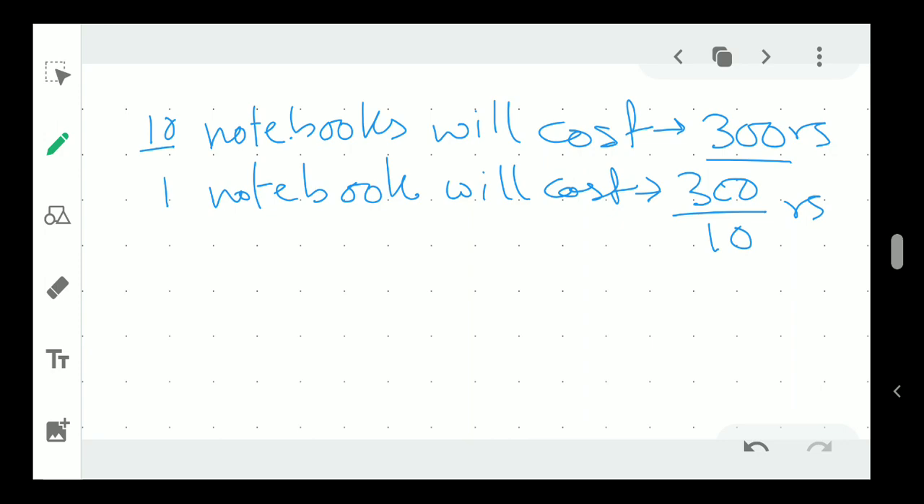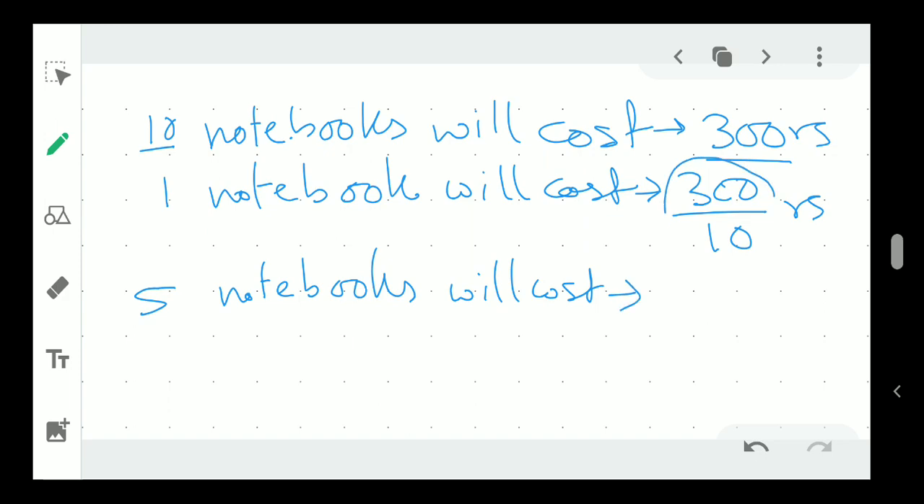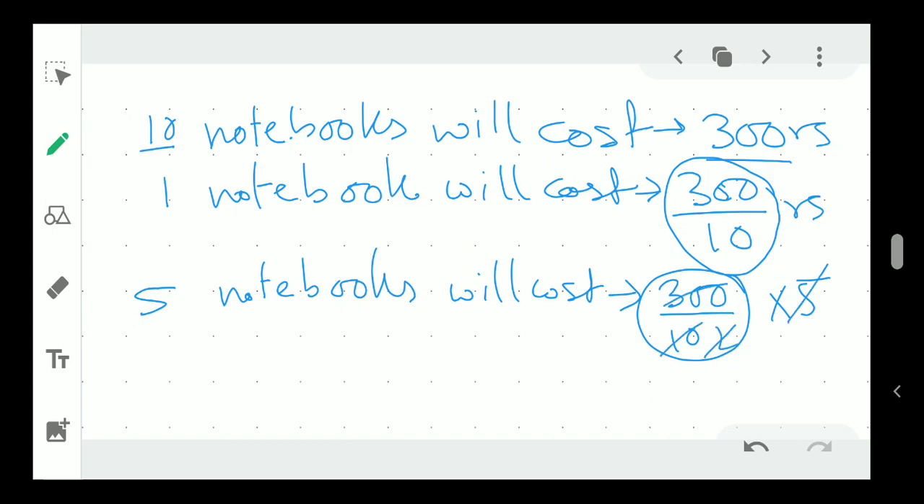Once you know the price of 1 notebook, you can find out that 5 notebooks will cost. Now 1 notebook is this much. So to find out 5, what we have to do, we have to multiply with this whole term into 5. So you can do this easily. 5 twos and this is 150. So the answer is 150 rupees.